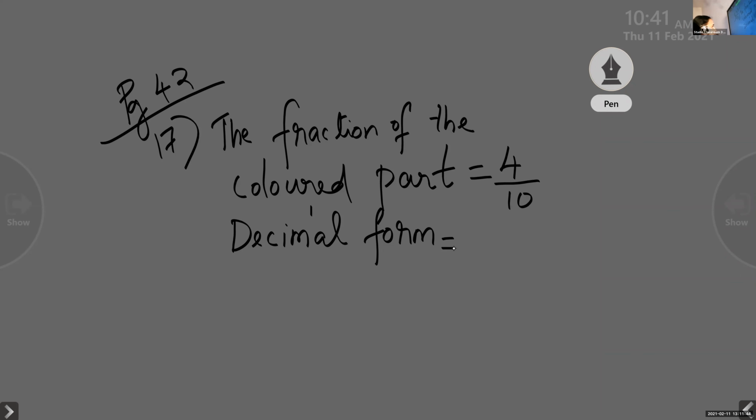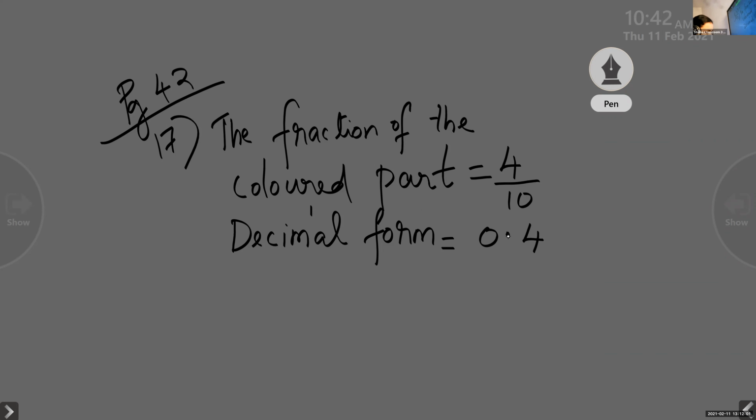The fraction of the colored part is 4 by 10. Write the decimal form of the colored part. The colored part as decimal. It is 4 by 10. How can we write it? 0.4.